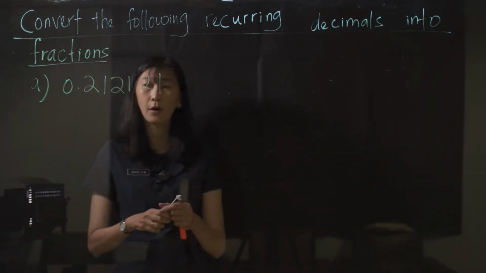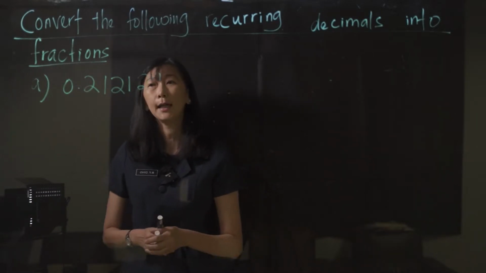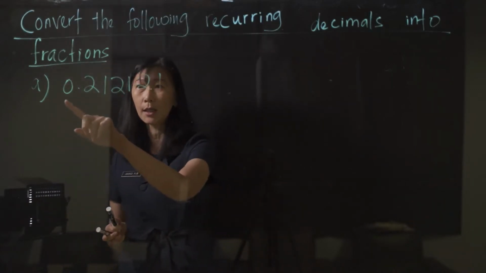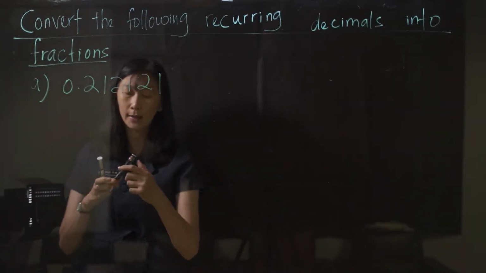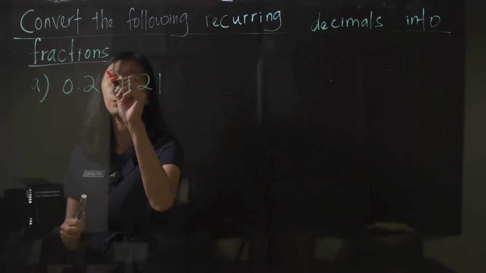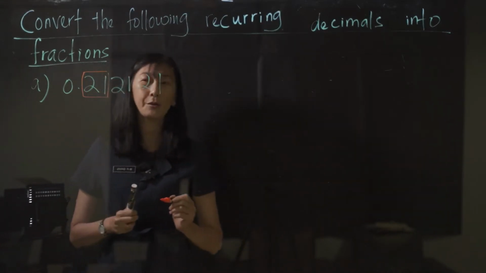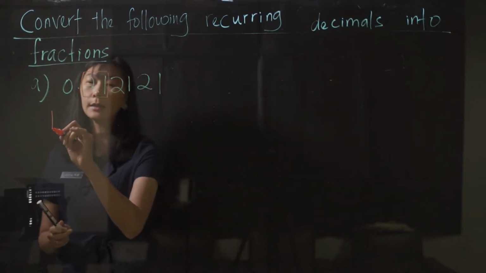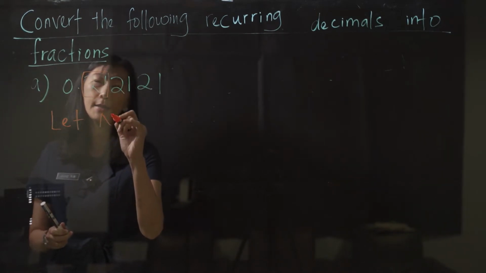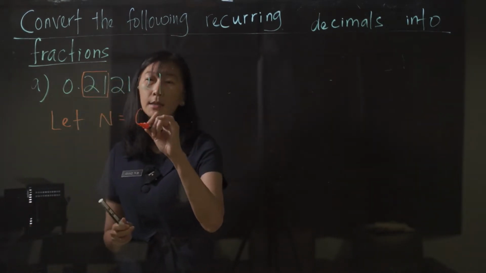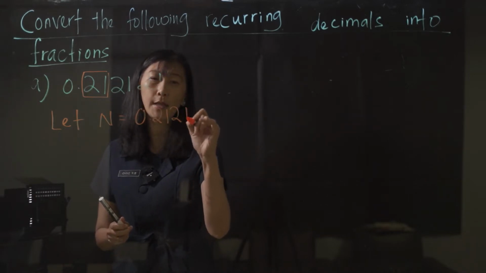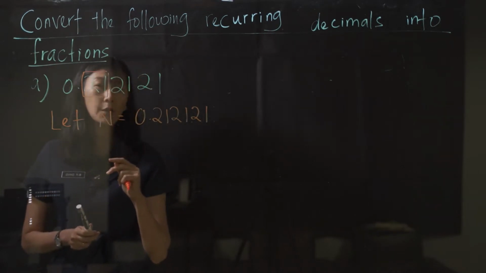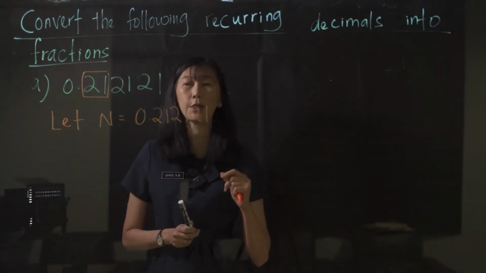So, first of all, you have to identify the numbers which keep on repeating. What you see here is 0.212121. So, the number 21 keeps on repeating, right? Next, you have to let n be 0.212121. With this, the next step is to get two equations.